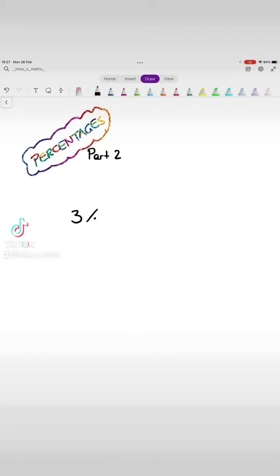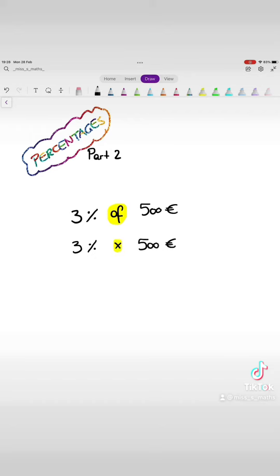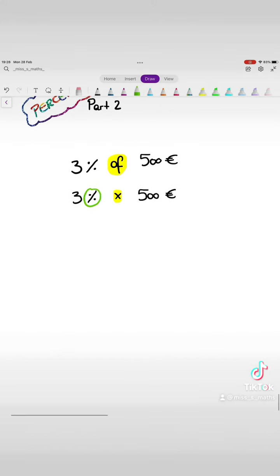Welcome back. Today we're going to talk about how to calculate a percentage value of another number value. First of all, the word of in maths always stands for a multiplication. So when you see of, exchange it with the multiplication symbol straight away. And the same goes for our percentage symbol.